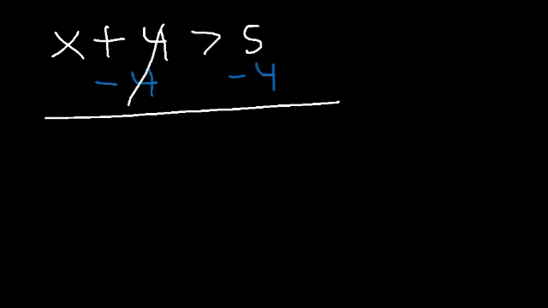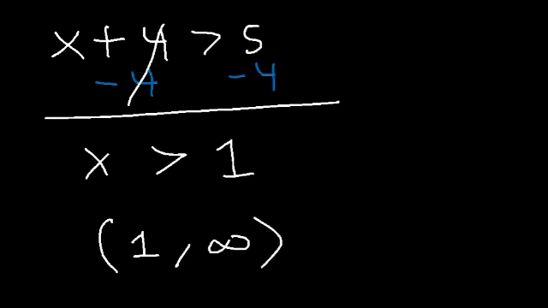4 minus 4 is 0. So what we have is x is greater than 5 minus 4, which is 1. So x is greater than 1. In interval notation, it's 1 to infinity. And you know how to graph it using a number line at this point.